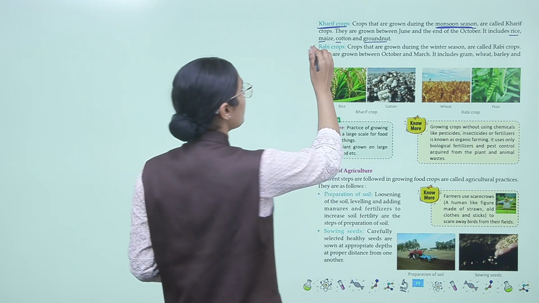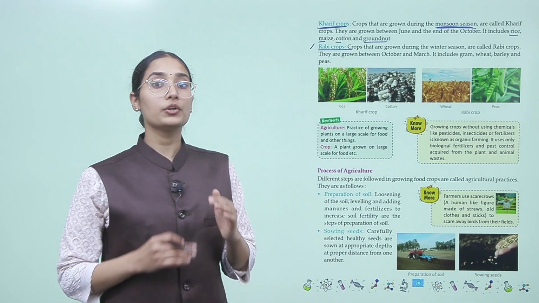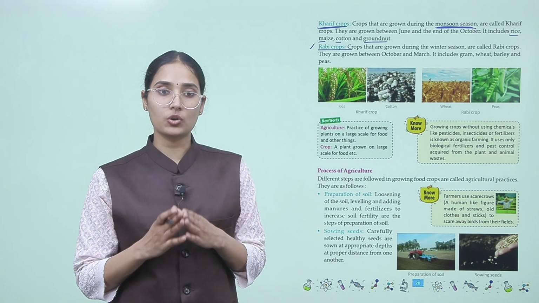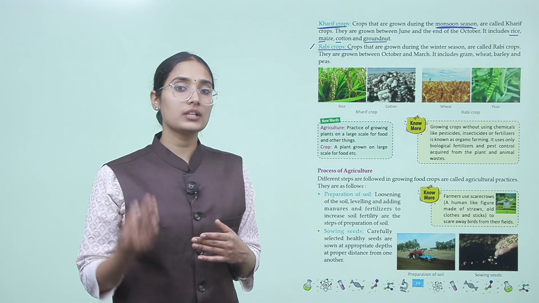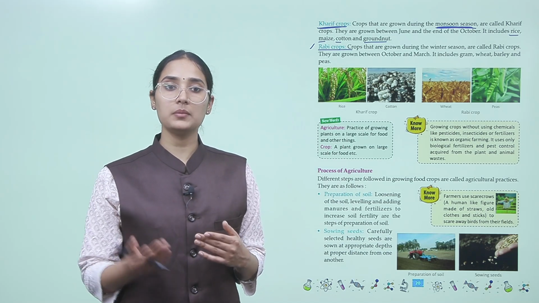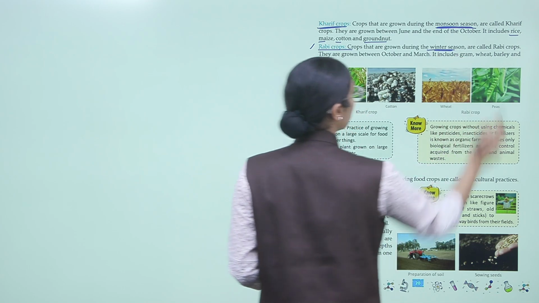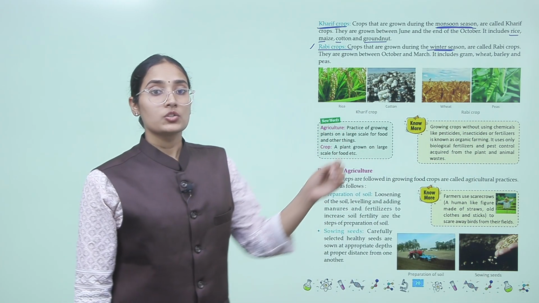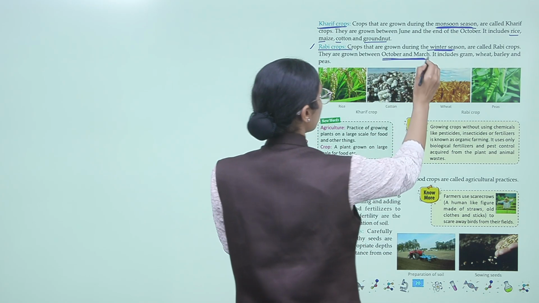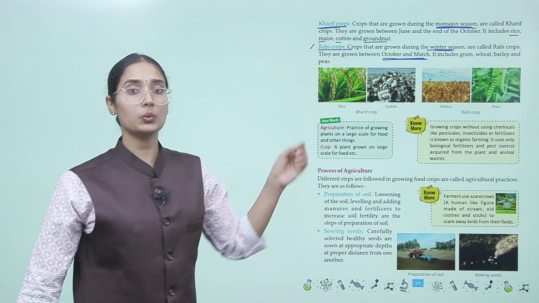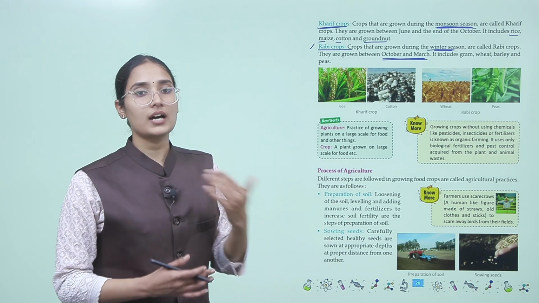Next are the Rabi crops, okay. Rabi crops are the crops that are grown during the winter season. They are grown between October and March, and it includes gram, wheat, barley and peas. See, these are grown during the winter season, okay, between October and March. By February and March, they will be ready to get harvested.